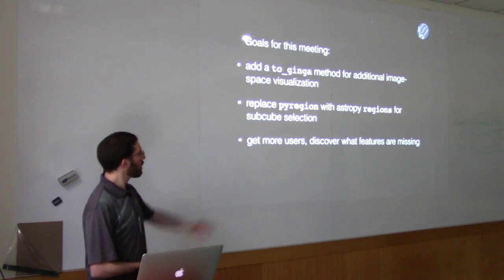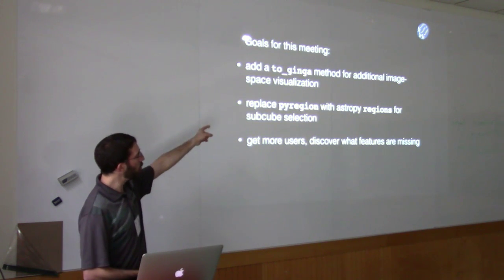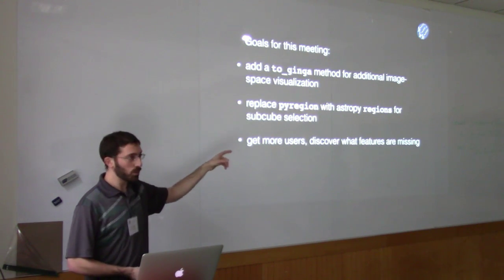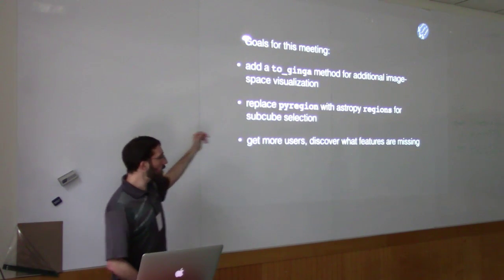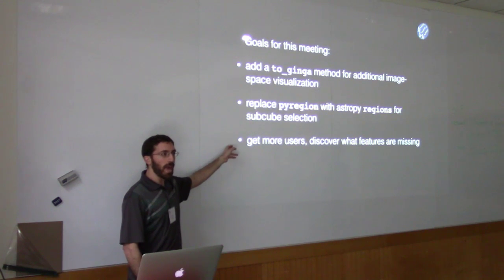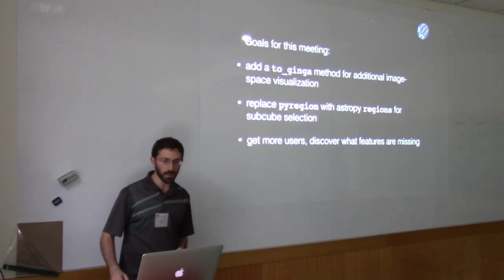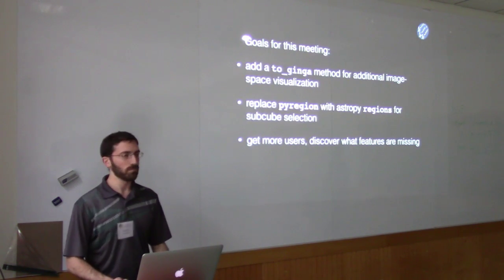And so for the rest of this meeting, these are the things that we want to do. We want to add new visualization methods going to Ginga. We want to replace PyRegion with AstroPy regions, which we're making progress on already. And then I'd like to hear what use cases you guys have, and get more people using Spectral Cube because it works efficiently as a backend for other things, I think.